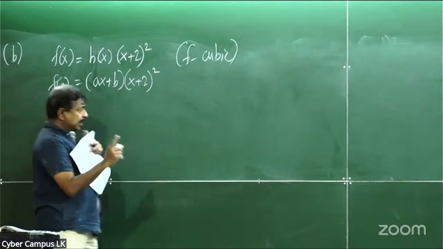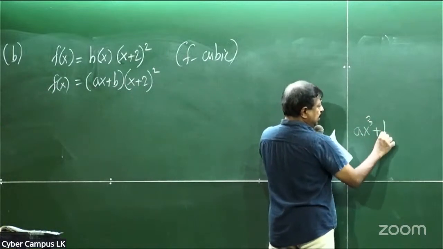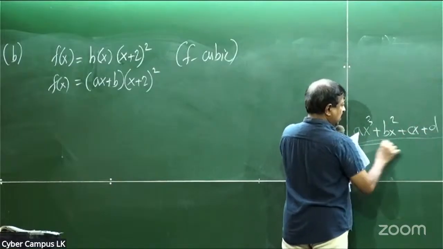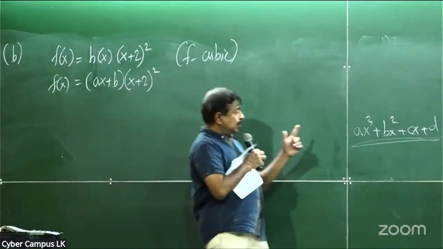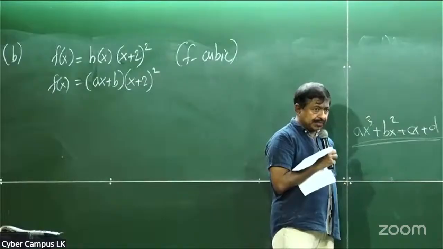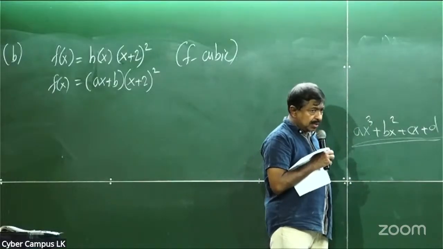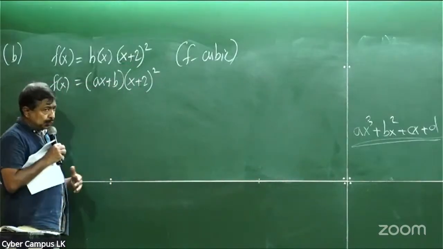Even if fx is given as a cubic polynomial, don't take it the way it is taught in most places. If you do, you have to find 4 constants, which means you need to come up with 4 simultaneous equations. But if you use this data, you need to compute only 2.